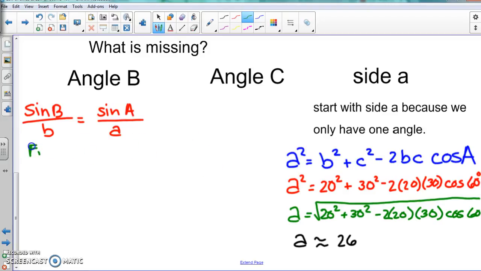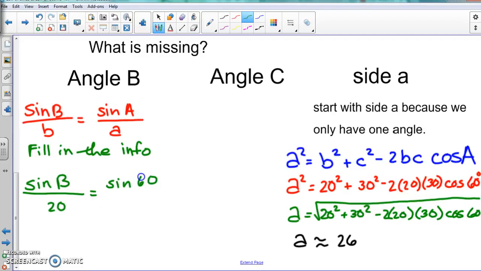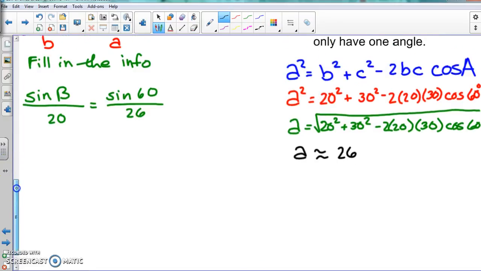So again, we're going to fill in the information. So here our angle B, we don't know yet, so that stays B. When it comes to side B, we know that is 20. Angle A is 60. And then side A is what we just found, which is 26. All right, so what do we do next now that we filled it in? Right, cross multiply.